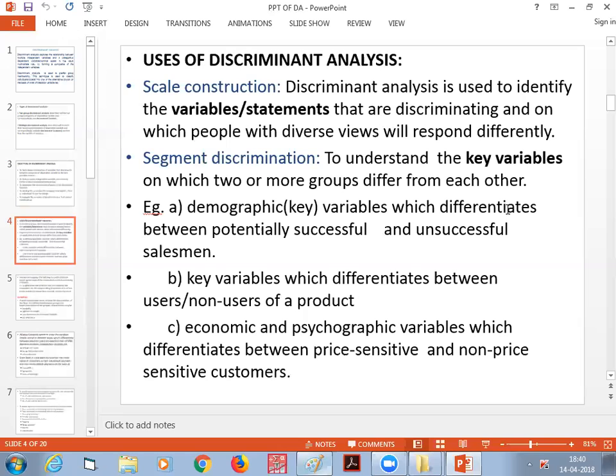Similarly, the second example: key variables which differentiate between the users and non-users of a product. Economic and psychographic variables.